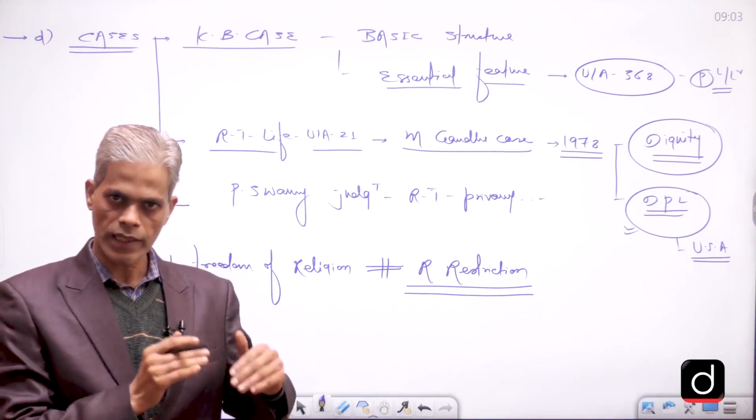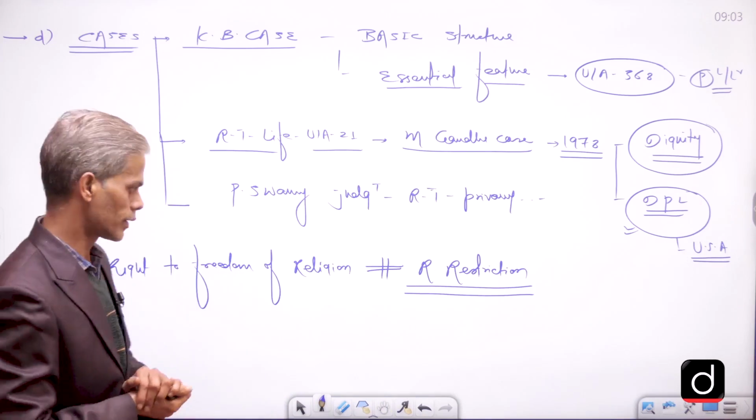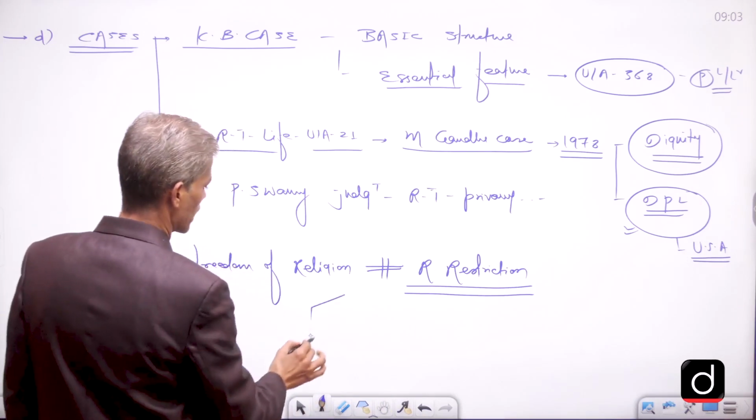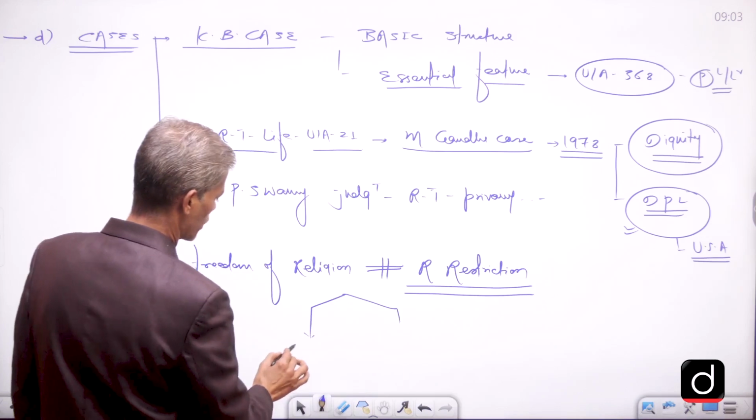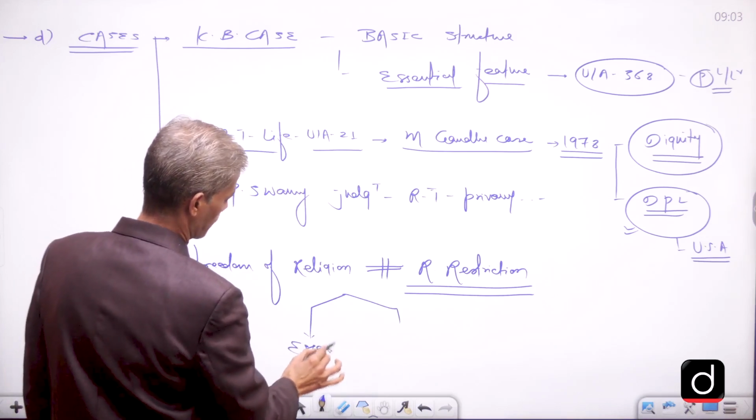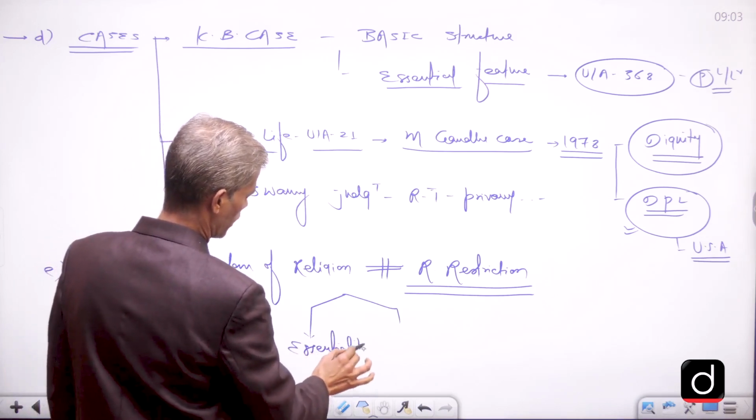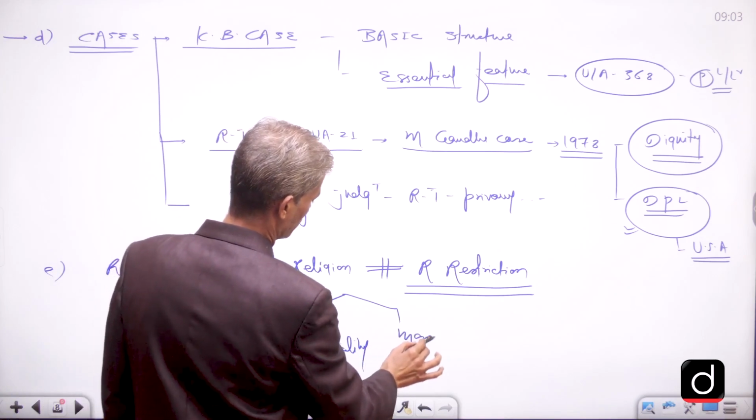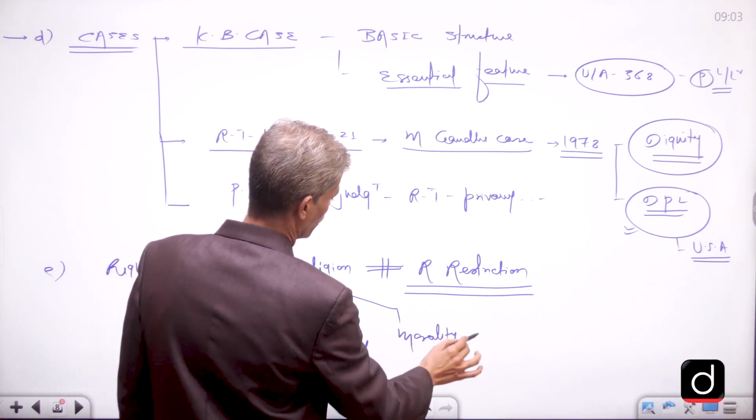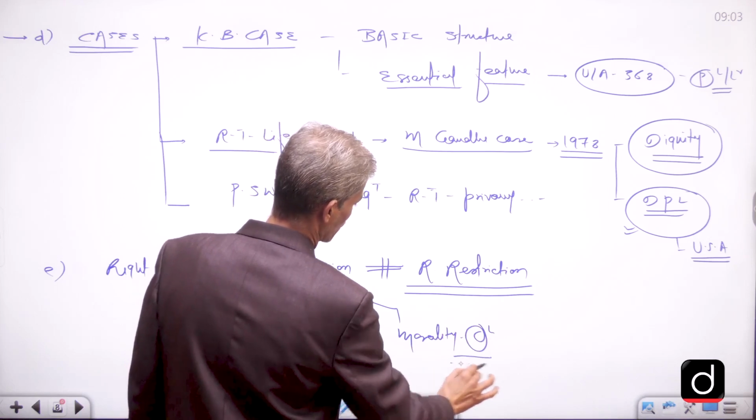So here exactly is the point where you can explain the difference, and two things if you can mention in your answer. One is the doctrine of essentiality and the other is the doctrine of morality. So when we talk about the doctrine of morality, basically the constitutional morality.